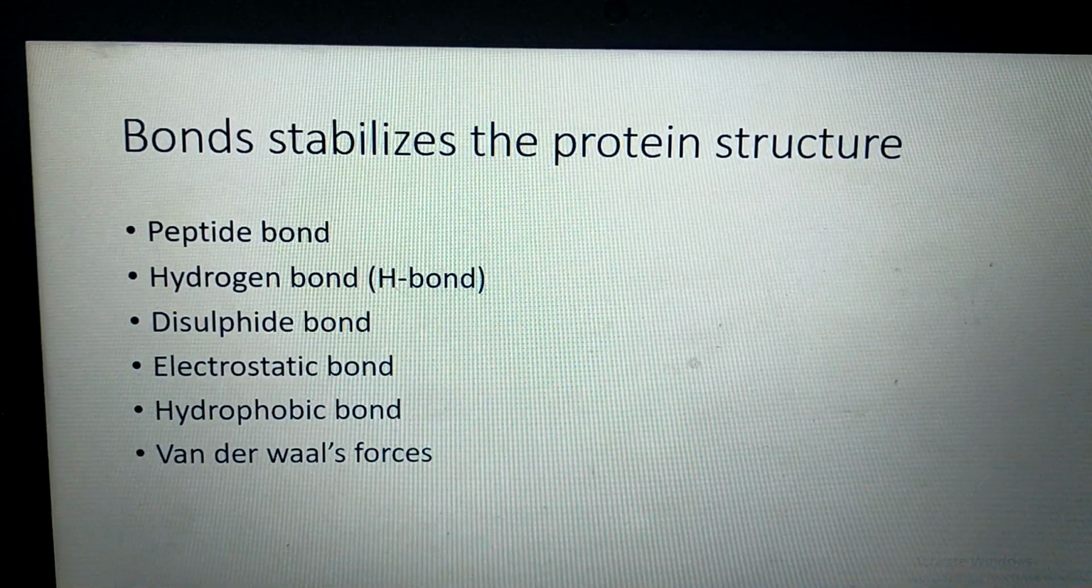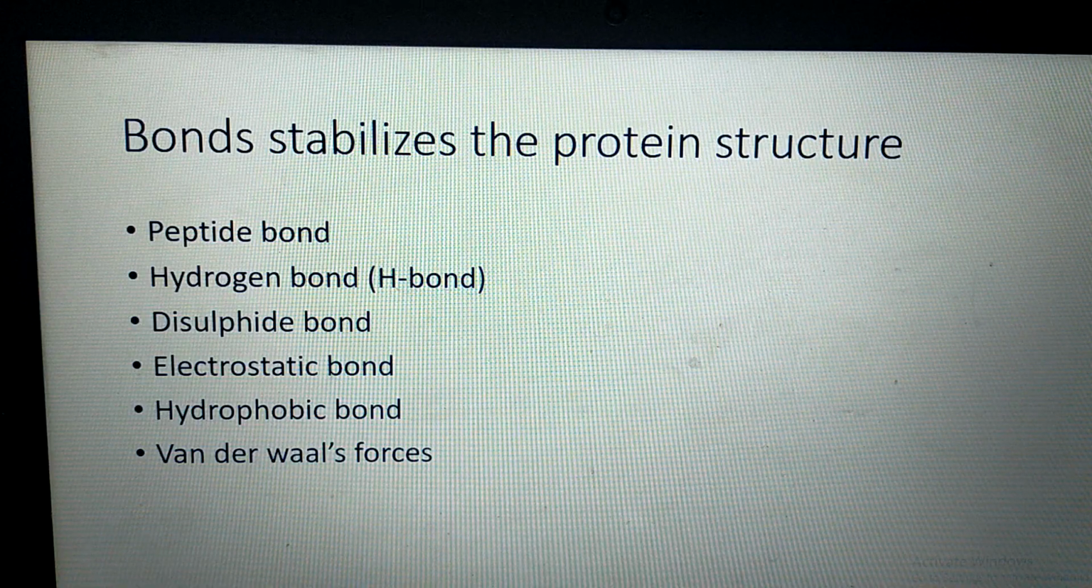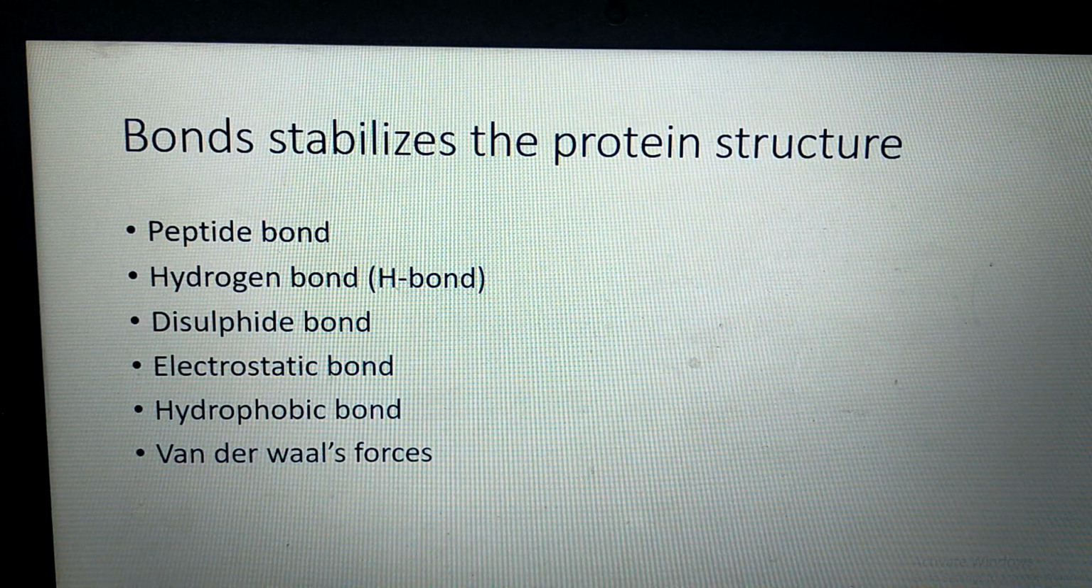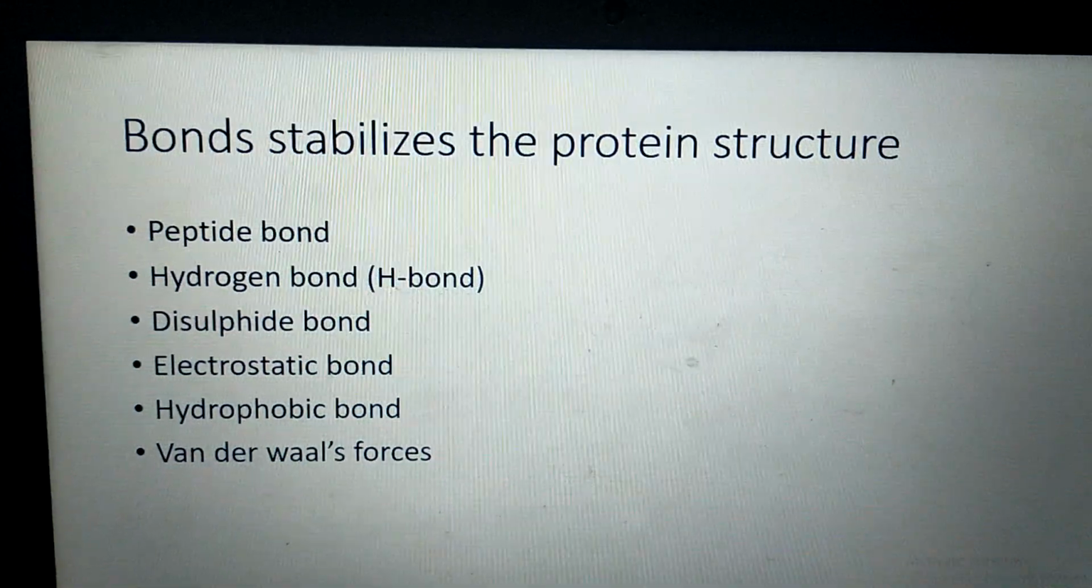Before studying the protein structure, we should know the bonds which are present in these protein structures, and these are the various types of bonds which stabilize the various protein structures. And these bonds are peptide bonds, hydrogen bond, disulfide bond, electrostatic bond, hydrophobic bond and van der Waals forces.